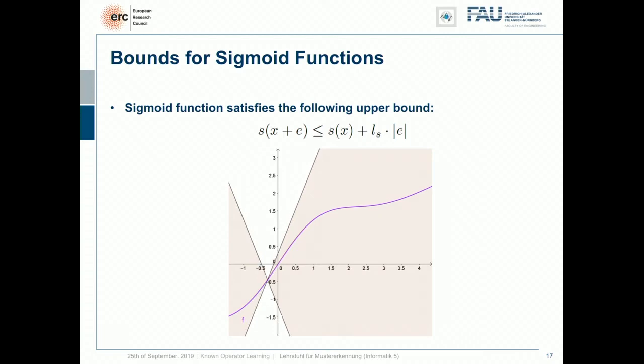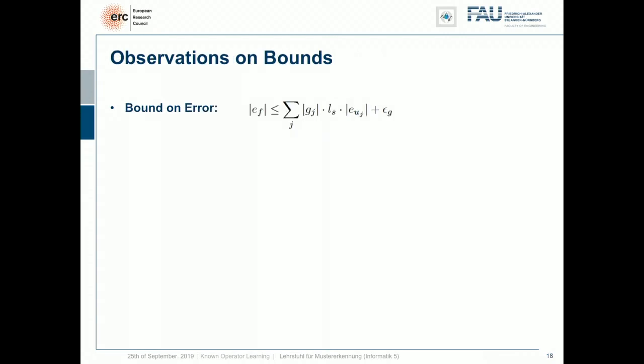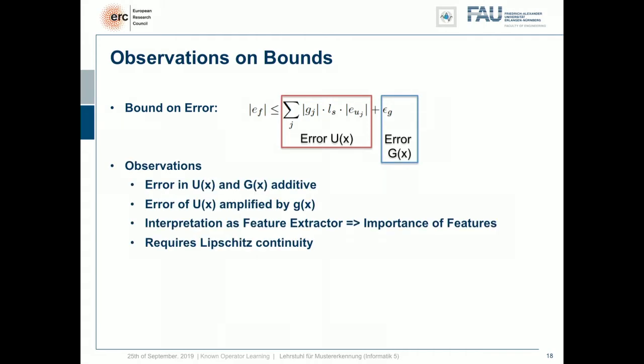And I'm now skipping over the derivation, because what you get in the end is that there's an upper bound of EF, and this upper bound is essentially composed of some error that is introduced by U, amplified by the structure of G, plus the error in G. So what we see here is if we know either G or U, the respective part vanishes. Yeah? And this tells us that if we know one of the two functions, of course, our maximum bounds shrink.